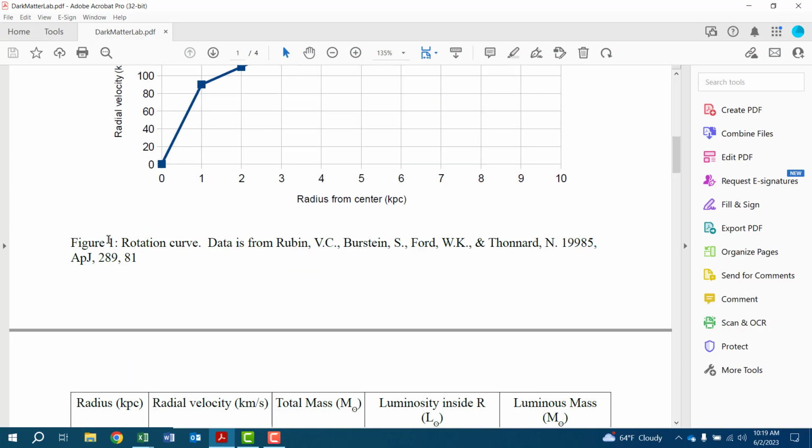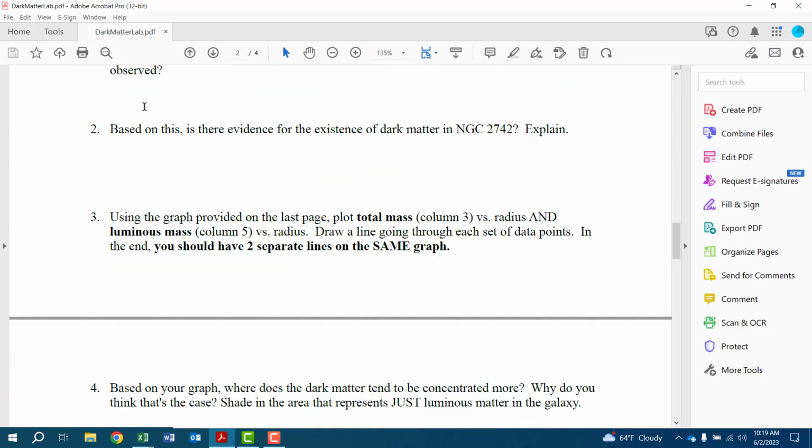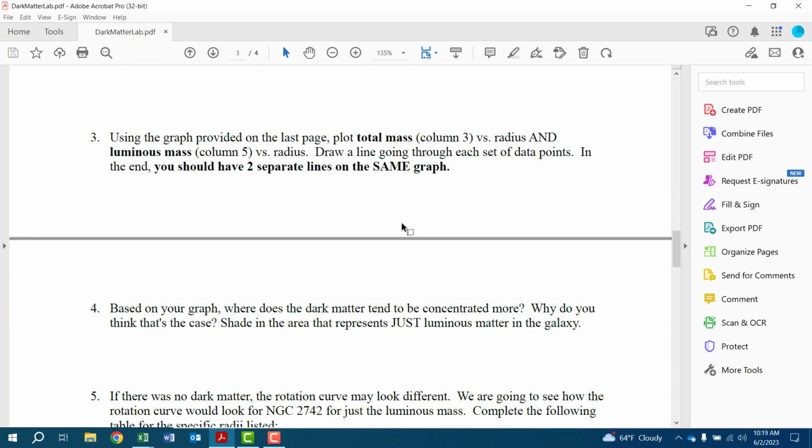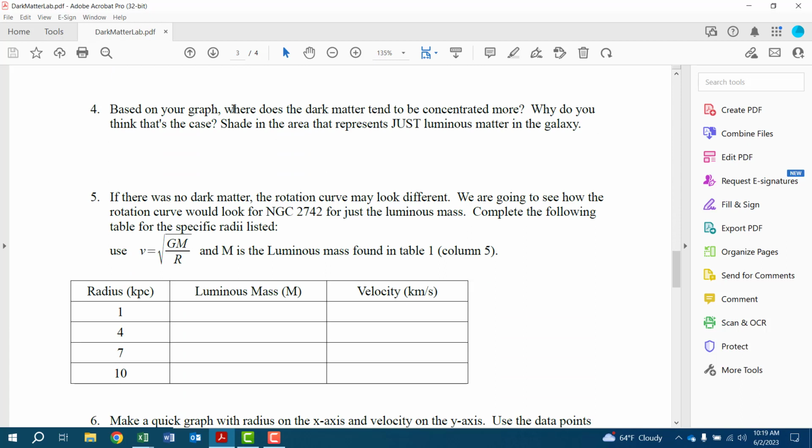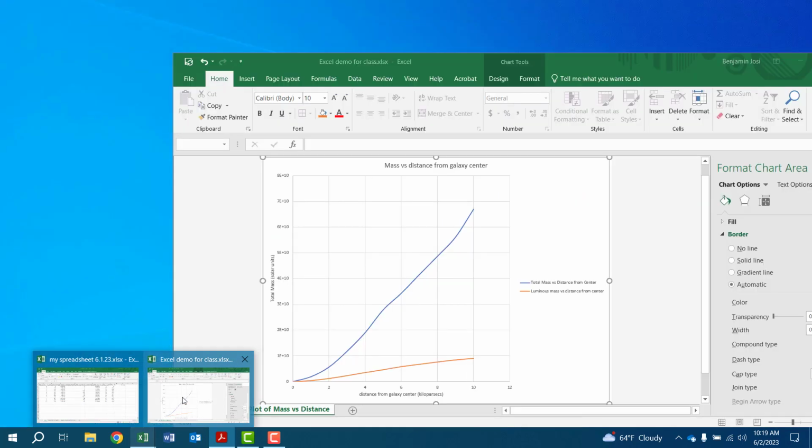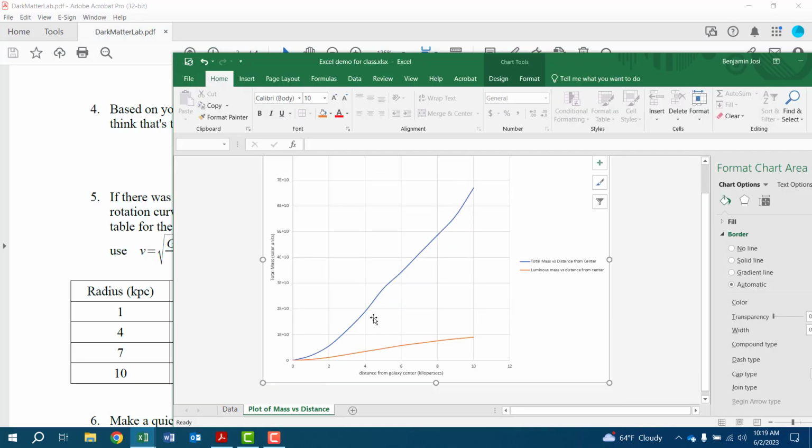What's next? That's most of the lab, but they're also going to ask, and you can figure out how to answer these questions on your own: Where does the dark matter tend to be concentrated more? Well, let's take a look at the graph here. We would really have to look at the ratio in each case, like how high is the orange compared to the blue. And I'm thinking that if you go towards the edge of the galaxy, that's where the orange curve is least in comparison to the blue.